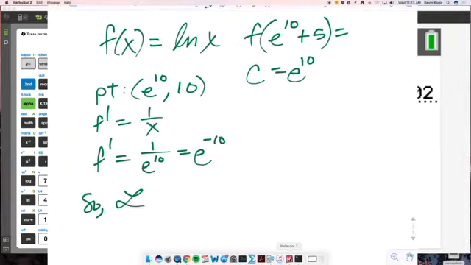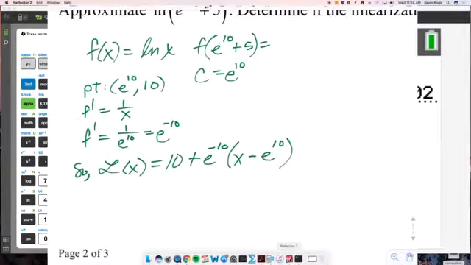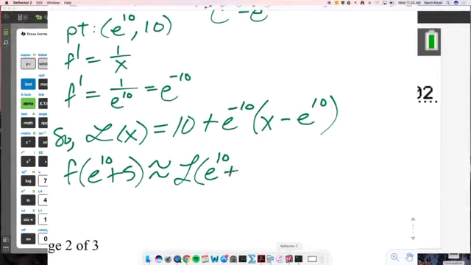So the linearization, the tangent line equation, same thing, in Taylor form is the y value of 10 plus e to the negative 10th times x minus e to the 10th. And now we'll plug in. So we'll say f of e to the 10th plus 5, we're 5 units away here, is approximated by L of e to the 10th plus 5, which actually equals 10 plus e to the negative 10th.